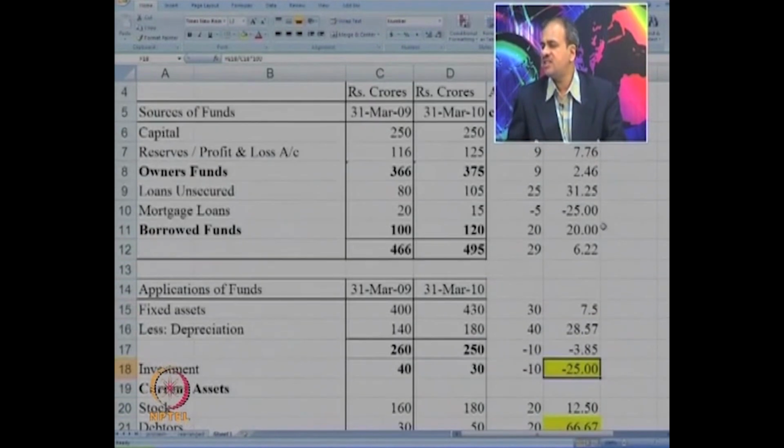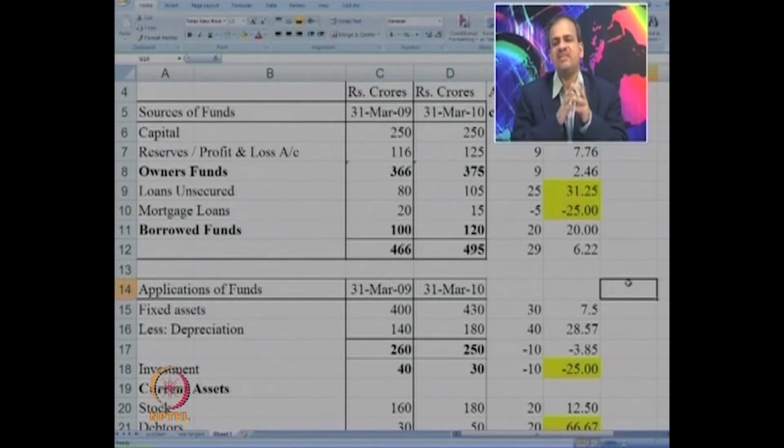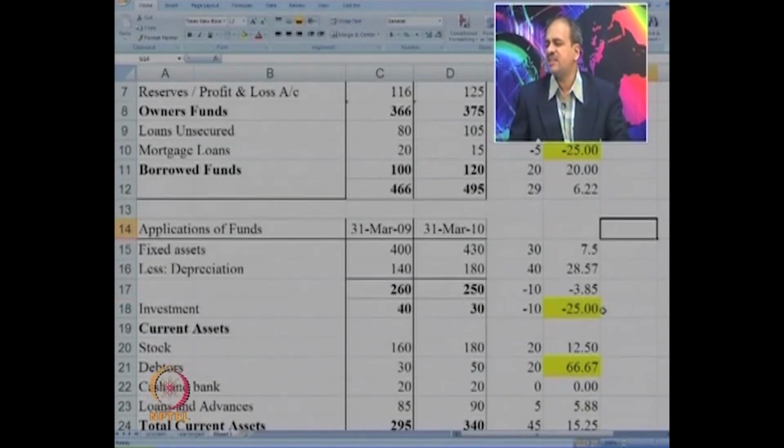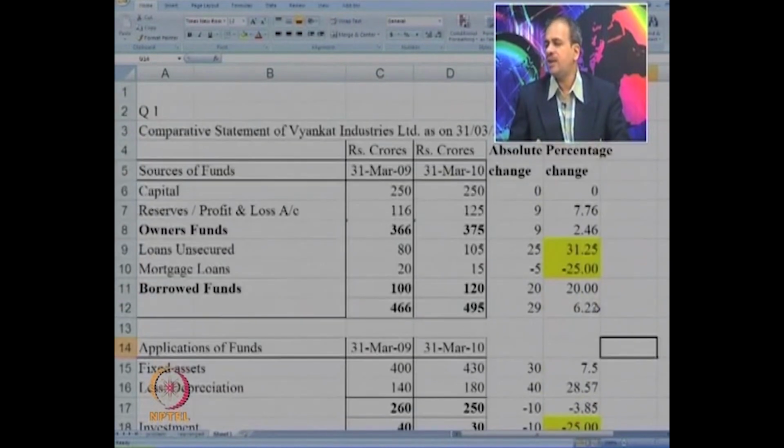So, major increases and decreases, I am just marking to draw your attention. You will realize that investments have gone down, and to an extent there is an increase in debtors. Now have a look at the whole statement. This is known as comparative statement.